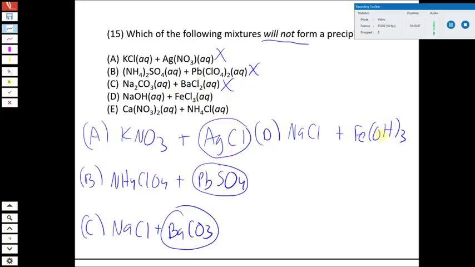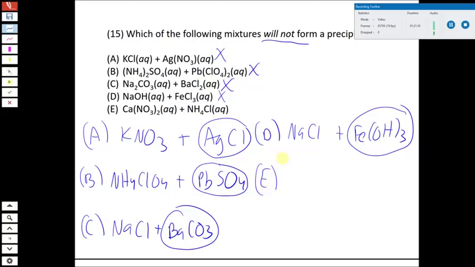Hydroxide is another anion like phosphate and carbonate where it's usually insoluble unless it's with mostly the group 1 cations, a couple exceptions from group 2. So all of our transition metal hydroxides, though, especially, we would expect to be insoluble. So this is another insoluble, so that would precipitate. So by elimination, we should hope that choice E is the correct answer that does not form a precipitate. Let's see if that's true.